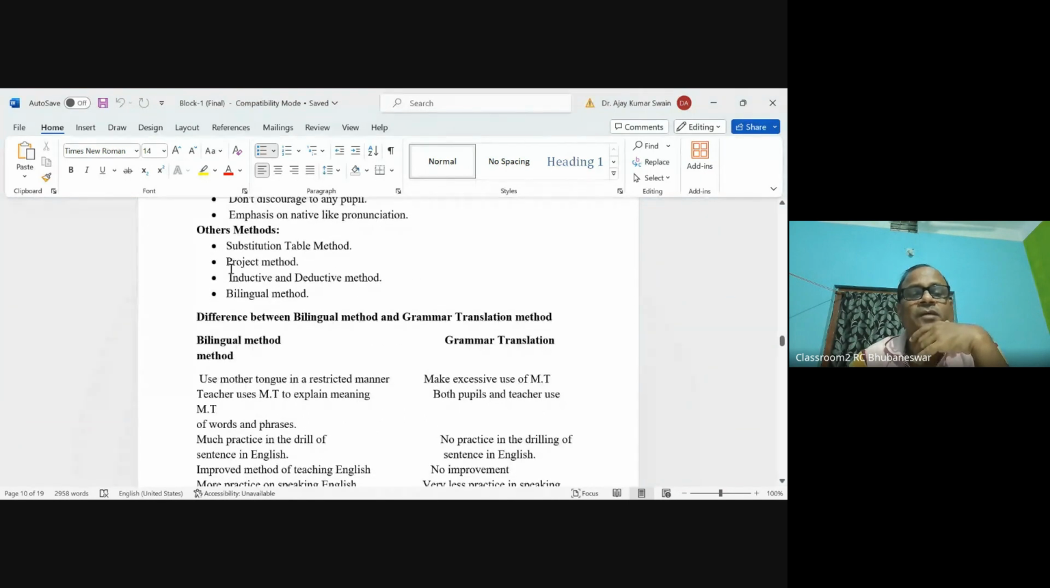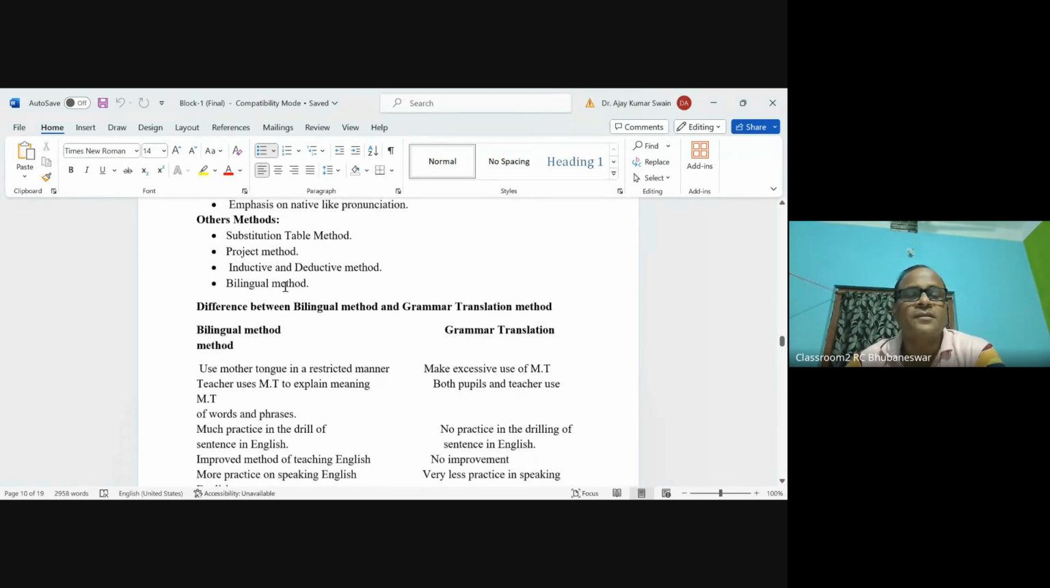Other methods like substitution table method, project method, inductive deductive method, bilingual method are also different methods. So as the time is very limited, only 2 hours, different topics are there to discuss. Time is very short. So these are the other methods.